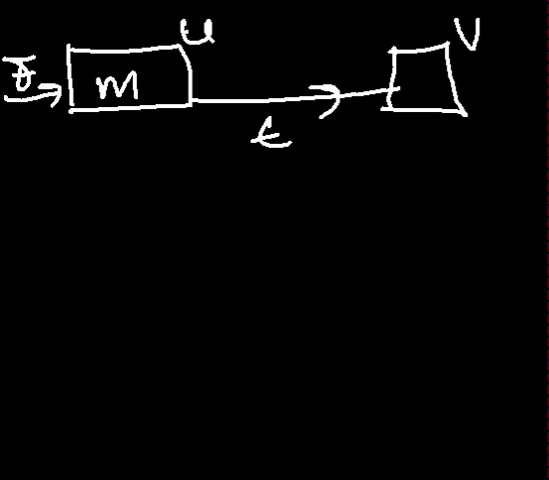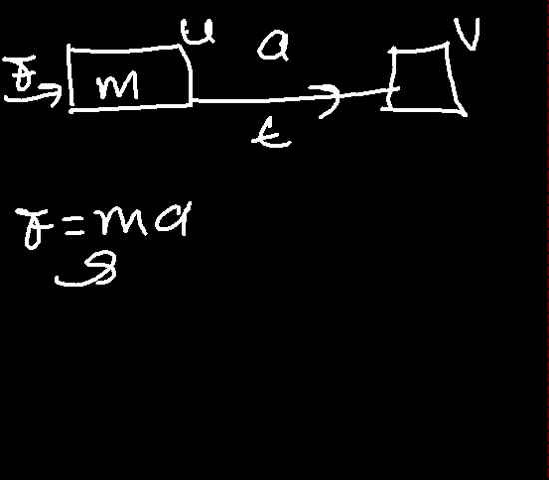So for this case, since there is a change in velocity, it means the object accelerated in the direction of the motion. According to Newton's second law of motion, the force responsible for the acceleration of the object is given as mass times acceleration, where mass is in kgs, acceleration is in meters per second square, and the force is given in newtons. So take note of that.